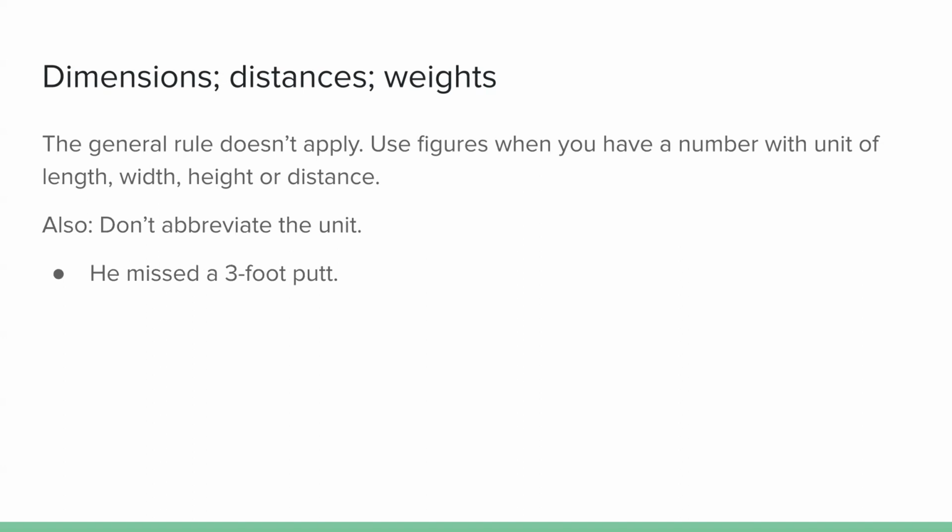So you'll notice here, he missed a 3-foot putt. We've got foot spelled out F-O-O-T. It's not abbreviated F-T period. But the other thing I want you to notice here is that I've written 3 as a figure. The hole chewed by the squirrels was 2 inches wide. So even though 2 is one of those 0 through 9s, it's paired with a unit of measure. And notice inches is spelled out. It's not abbreviated IN period.